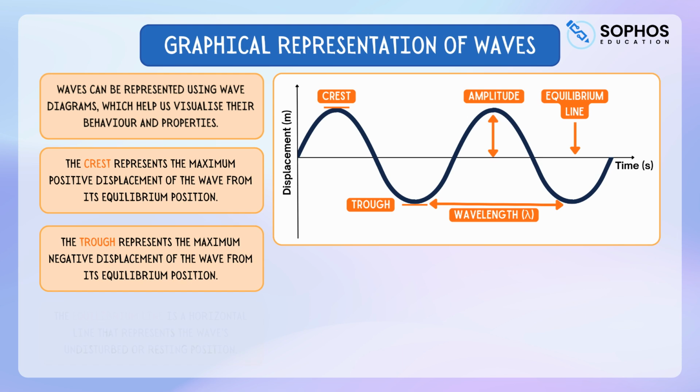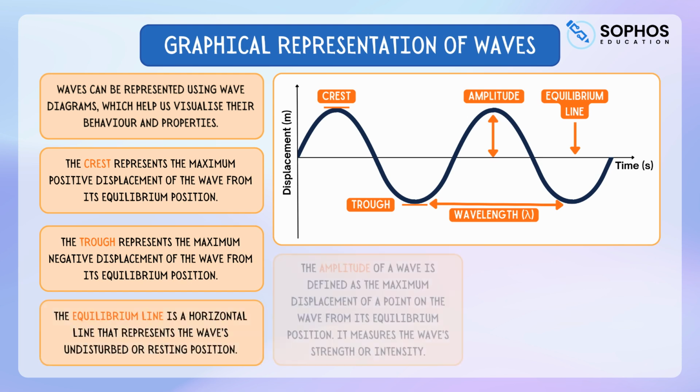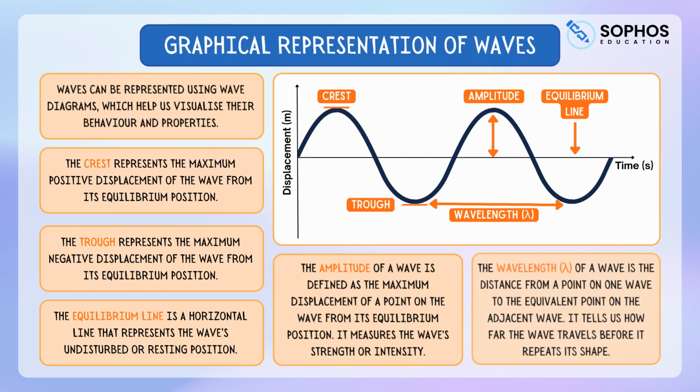We also covered the equilibrium line, showing the undisturbed position of the wave, and the amplitude, which measures the maximum displacement from the equilibrium line. Lastly, we examined the wavelength, the distance between equivalent points on consecutive waves, such as the distance between 2 crests or troughs. This graphical approach allows us to visualize the movement of energy and the characteristics of waves, aiding in the analysis of wave properties in various physical contexts.